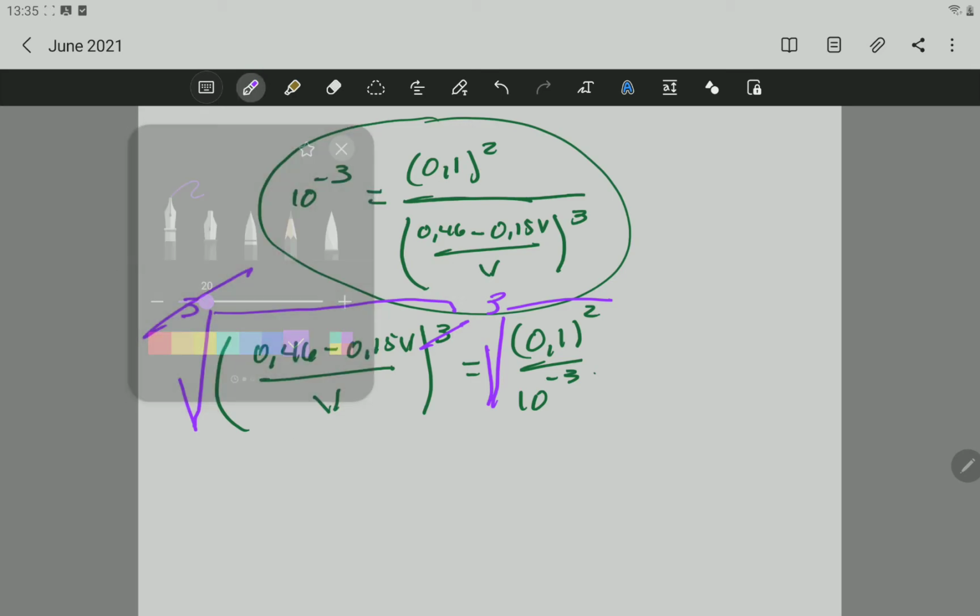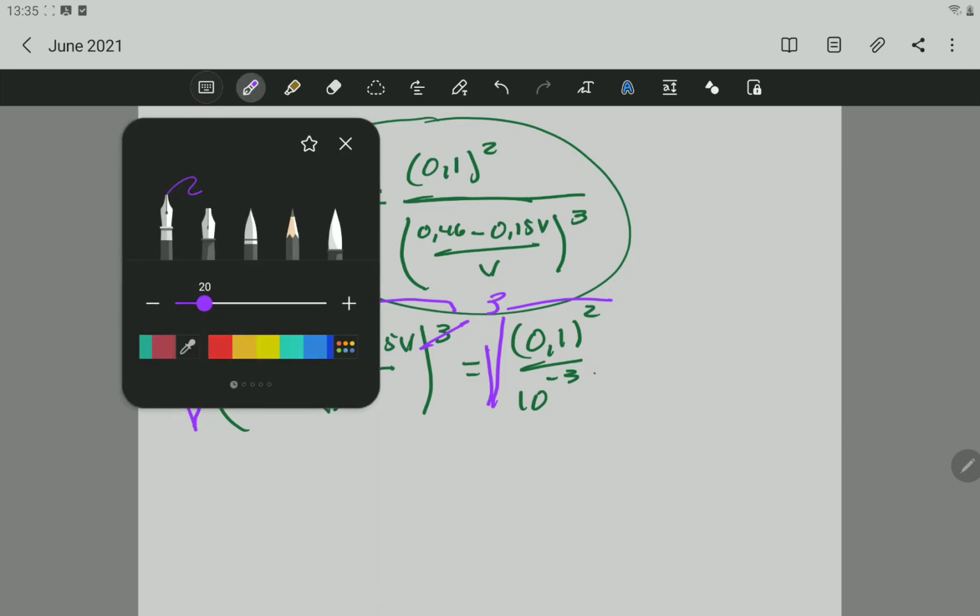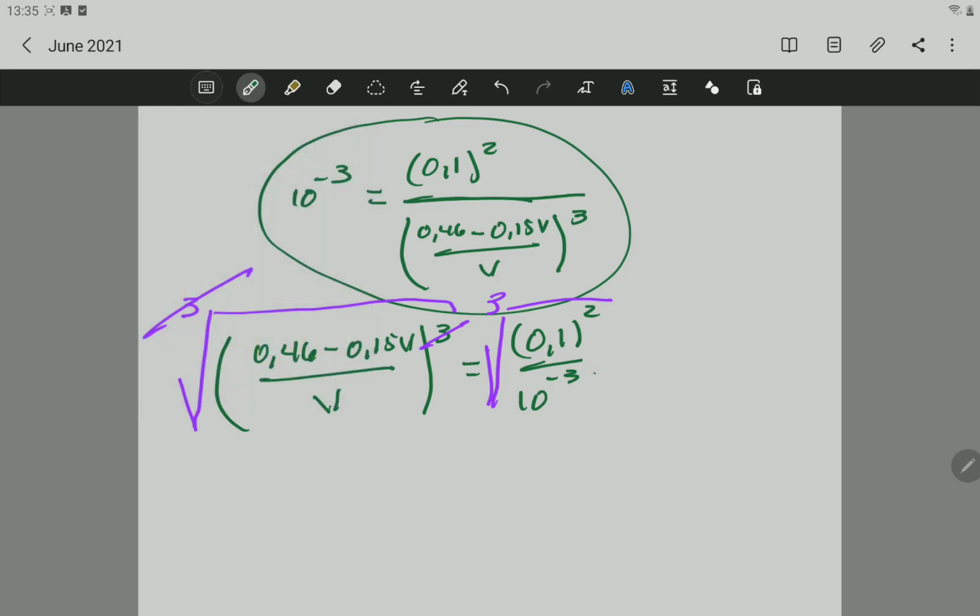Now we have 0,46 minus 0,15v divided by v. This cube root is gone. Now on this side you can do the calculation in your calculator. My calculator here is a little bit tricky, so I cannot do it. However, the answer is going to be 2,15. When you do this calculation here, you will get 2,15.